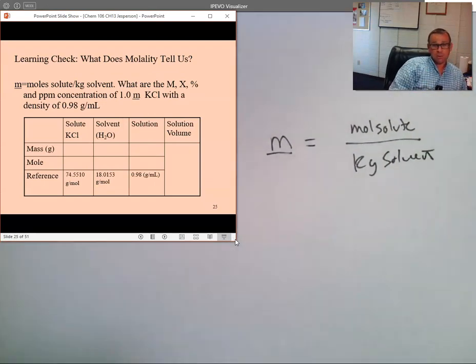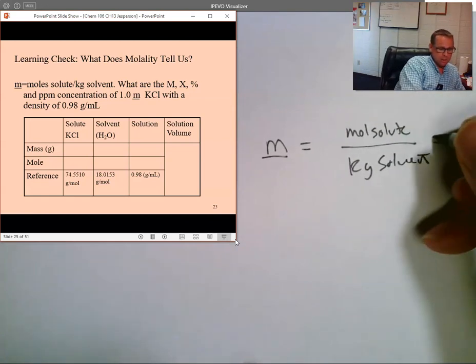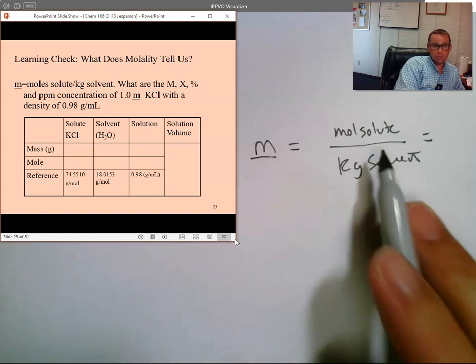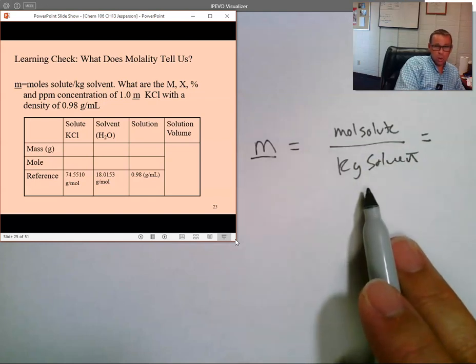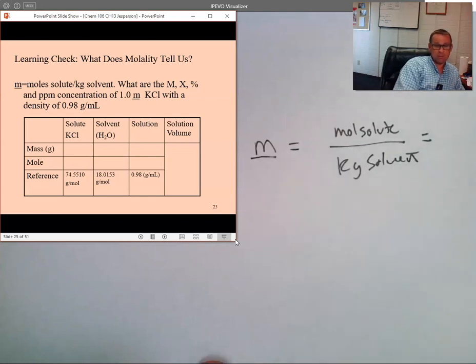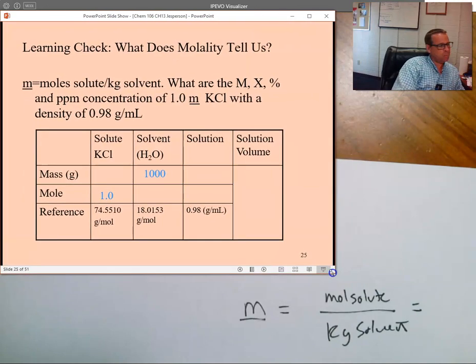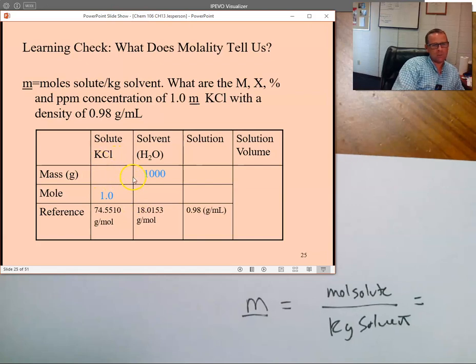And you said we would know the mass of the KCl. I think you skipped up ahead. Right at the beginning, this is telling us that we have 1 mole of solute and 1 kilogram, or 1,000 grams, of solvent. Those are the two we can fill in right away, right? That makes sense. But you went on and said that we can know the mass of the KCl. How do we know the mass of the KCl now?